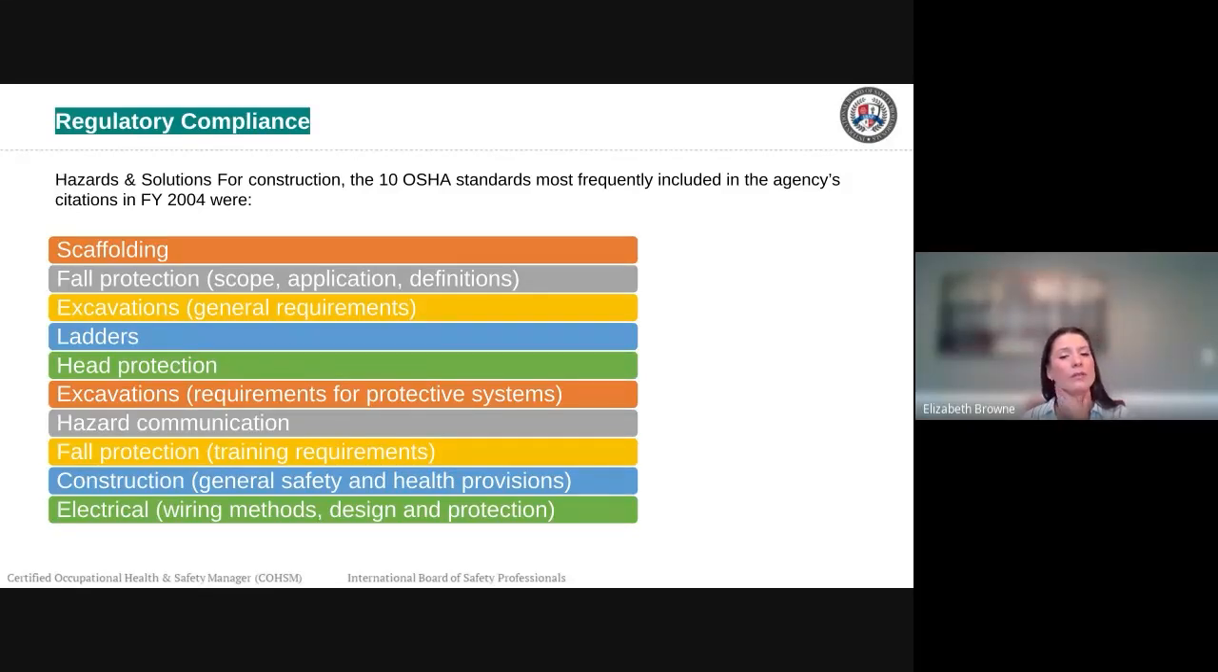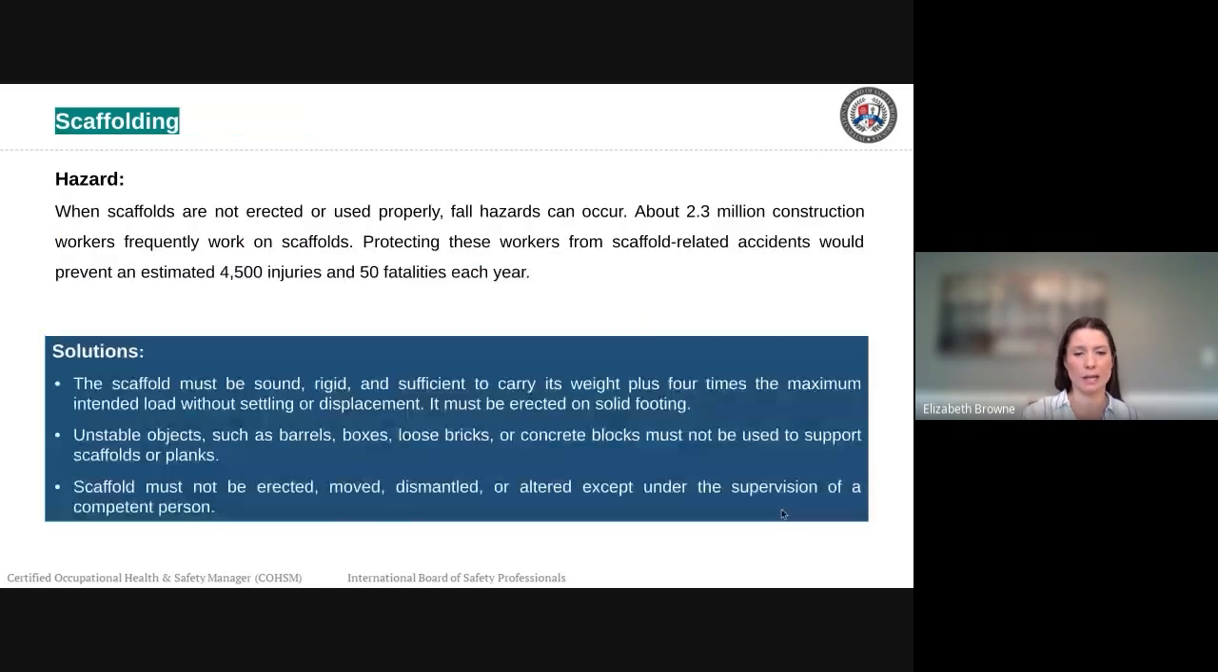OSHA has their most frequently cited standards, and they update that every year. But pretty commonly, these top 10 standards are the most frequently identified when they go on site and conduct inspections. Those include violations related to scaffolding, fall protection, excavations, ladders, head protection, hazard communication, just general safety and health provisions with construction, and then electrical, like wiring methods, design, and protection.